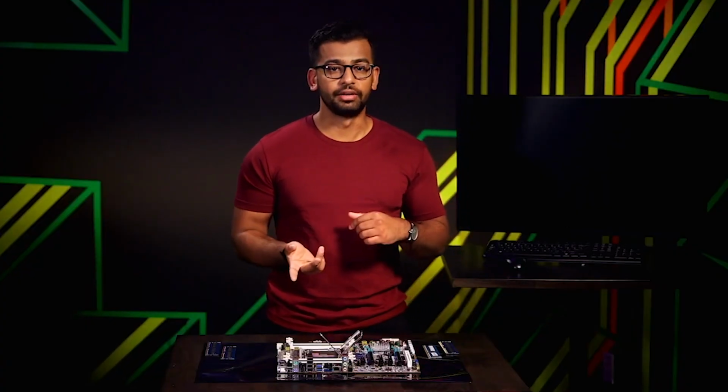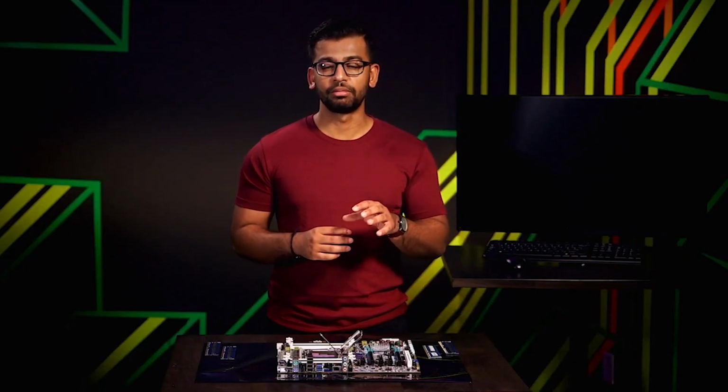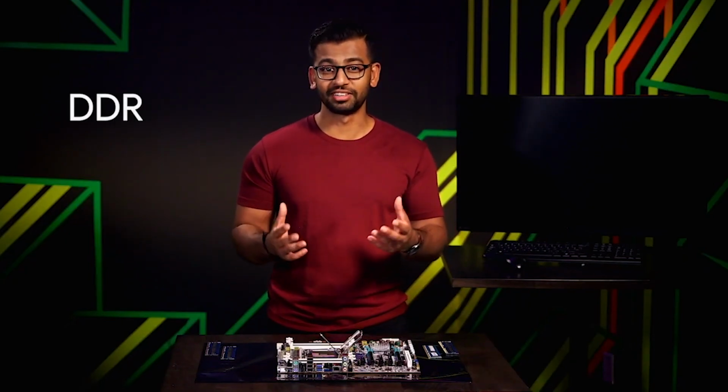After DRAM was created, RAM manufacturers built something called SDRAM, which stands for Synchronous DRAM. This type of RAM is synchronized to our system's clock speed, allowing quicker processing of data. In today's system, we use another type of RAM called Double Data Rate SDRAM, or DDR SDRAM for short. Most people refer to this RAM as DDR, even shorter.